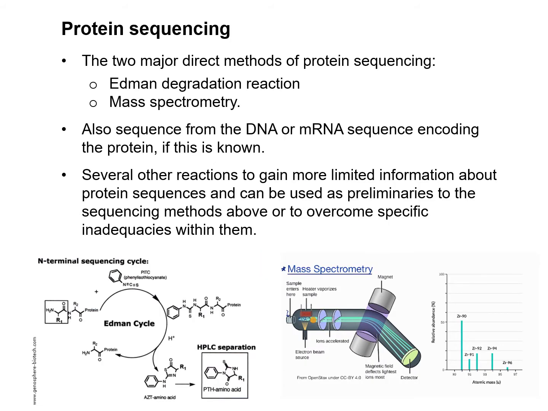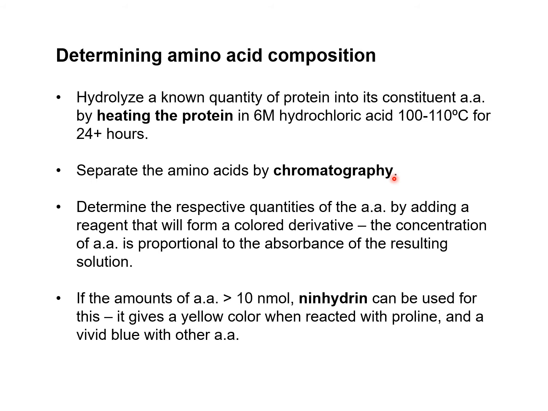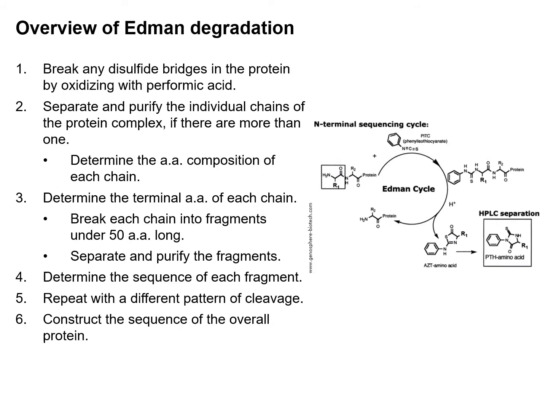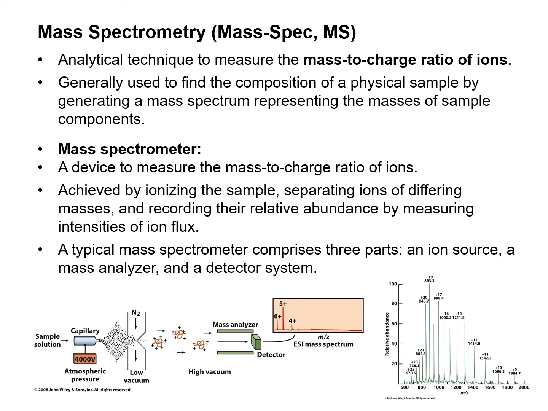We also talked about protein sequencing and its methods, such as Edman degradation as well as mass spectrometry. We also discussed chromatography, which is for determining the amino acid composition, and different types of chromatography, like size exclusion, ion exchange, as well as affinity chromatography. This is the process of Edman degradation that we talked about in detail. In mass spec, we talked about how it works and what it detects.